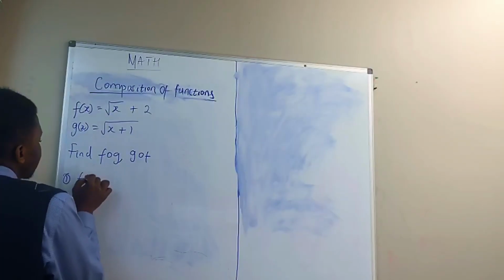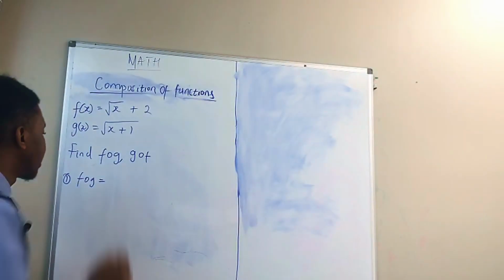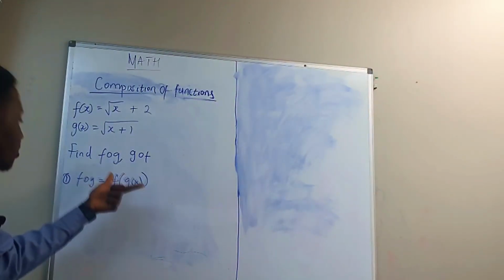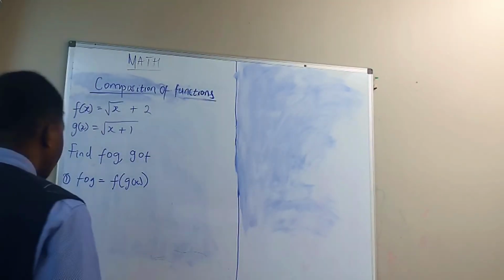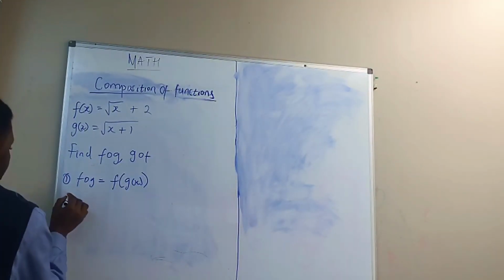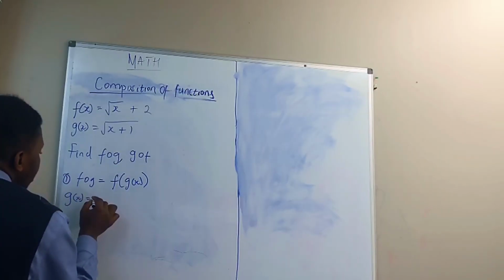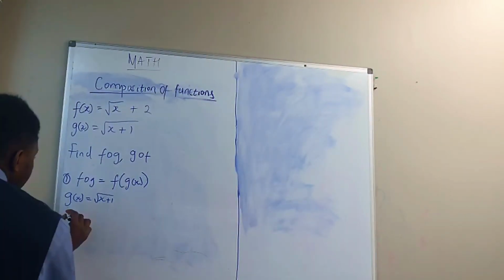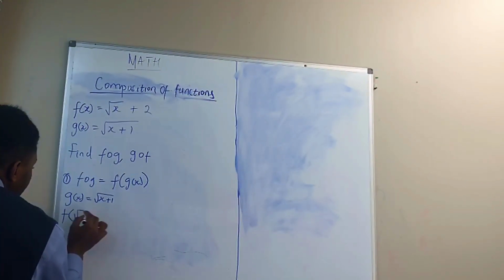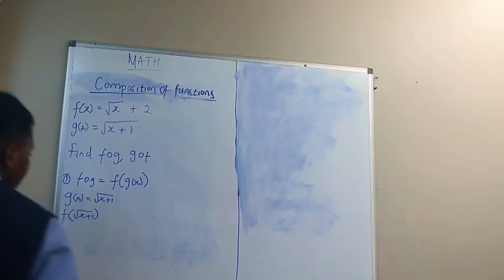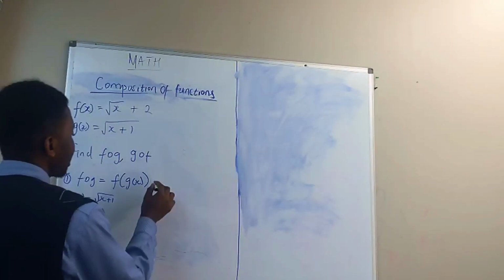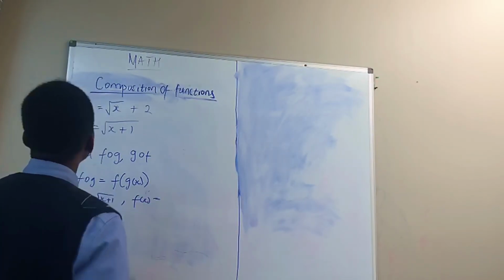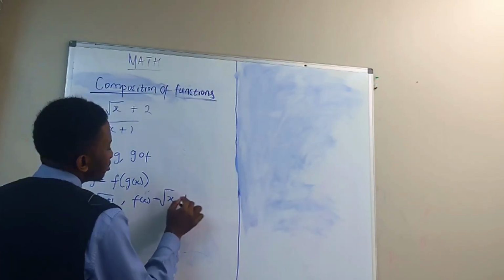Find f of g. So f of g can be interpreted as f of g of x. First we need to write what g of x is. So g of x is given to us as root x plus 1. Okay, and so f of g of x can now be interpreted as f of root x plus 1. But now we know that f of x was given to us as root x plus 2.